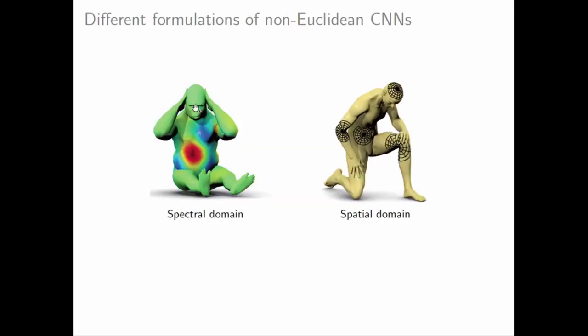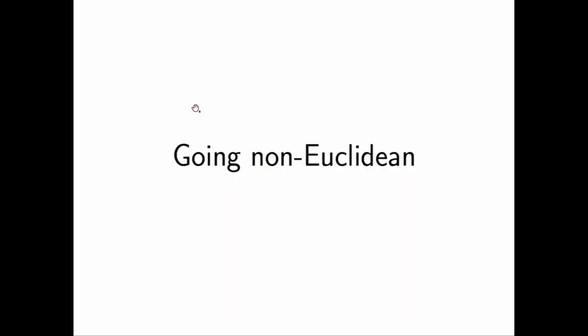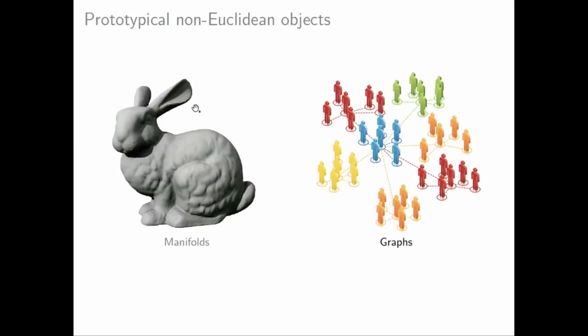And as I said, there are two different routes to address this question. The first one is to work in what we call the spectral domain, and we're going to see what this means precisely. And the other route is to work on what we call the spatial domain. Okay, so let's go non-Euclidean. So as I said, let's keep these as two prototypes of the inputs that we're going to process: manifolds and graphs.